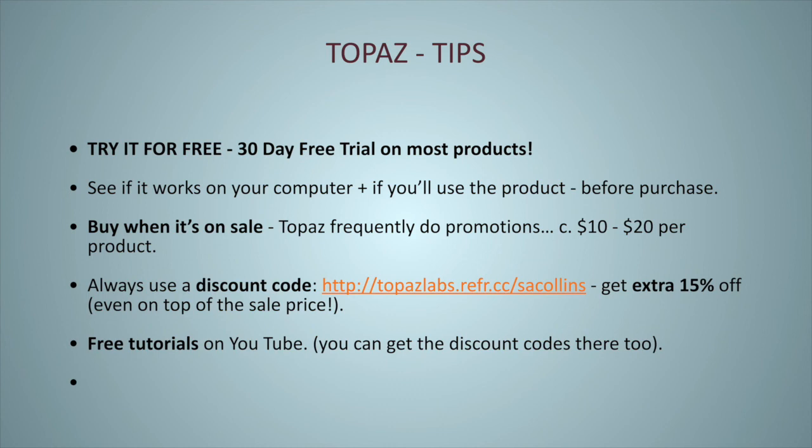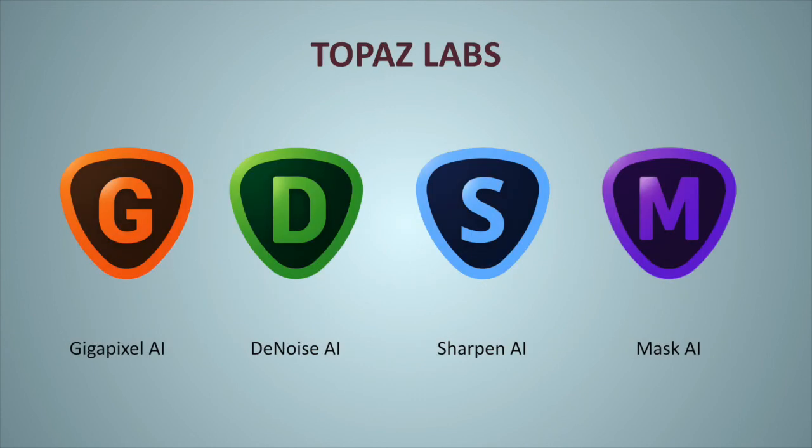There's also free tutorials on YouTube that will give you more information than I've given today and can show you the whole processes. So the software is pretty straightforward, but there's no harm in checking out some of the tutorials that are on YouTube. And most of the people that I've found that are putting the tutorials on there also have their discount codes and referral codes on there as well. So that's DeNoise, Gigapixel, Sharpen and Mask.